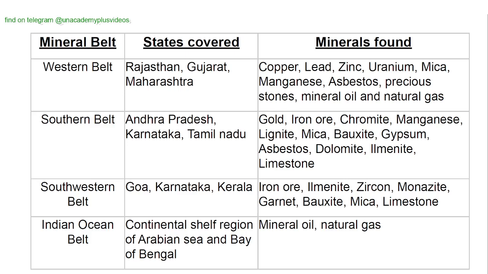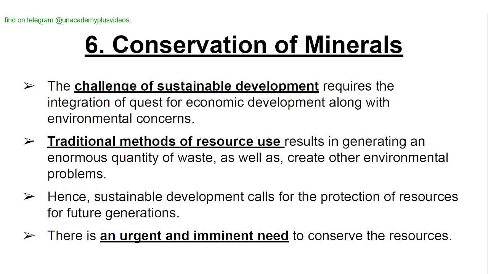Southern belt: Andhra Pradesh, Karnataka, Tamil Nadu. Gold, iron ore, chromite, manganese, lignite, mica, bauxite, gypsum, asbestos, dolomite, ilmenite, limestone. Southwestern belt: Goa, Karnataka, Kerala. Iron ore, ilmenite, zircon, monazite, garnet, bauxite, mica, limestone. Indian Ocean belt: the continental shelf region of the Arabian Sea and Bay of Bengal, with mineral oil and natural gas.